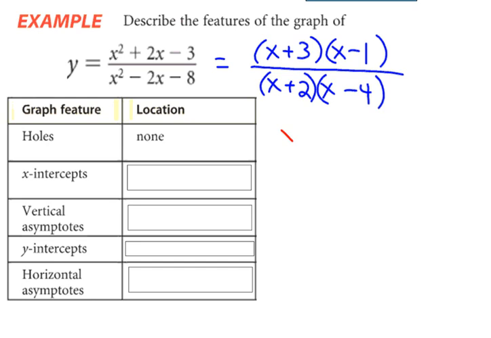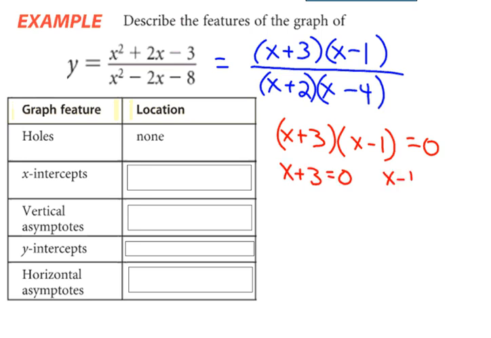So we have x plus 3 times x minus 1, and we need to find out when that equals 0. So we take each factor there, x plus 3, and we set it equal to 0. x minus 1, set it equal to 0. Solve for x. Here x would equal negative 3, and here x would equal positive 1. These are our x-intercepts.